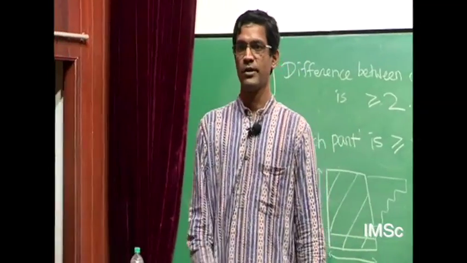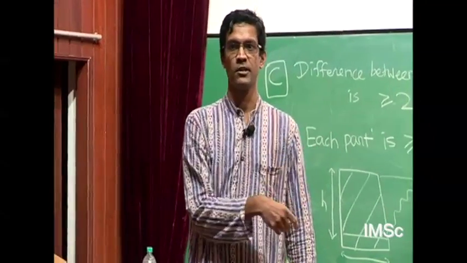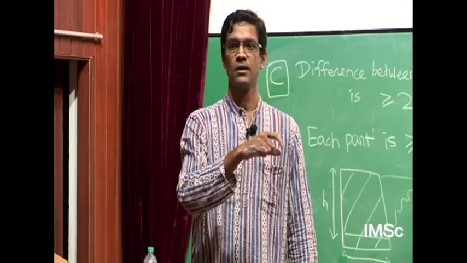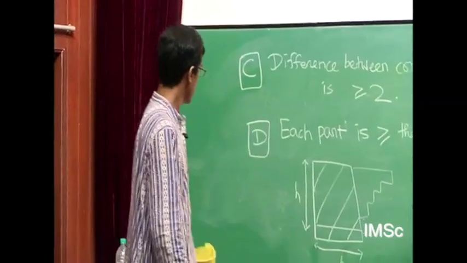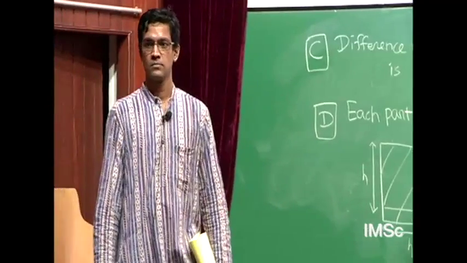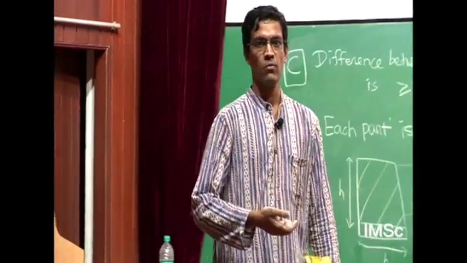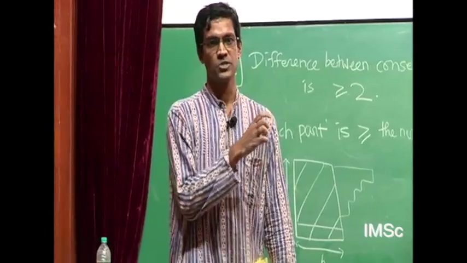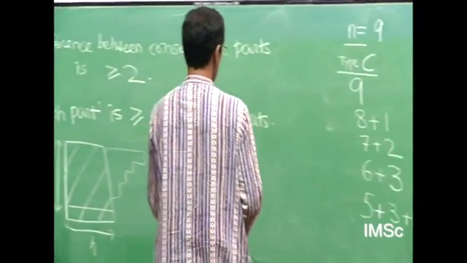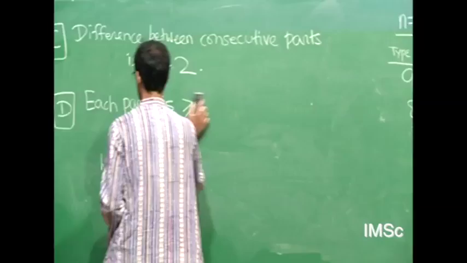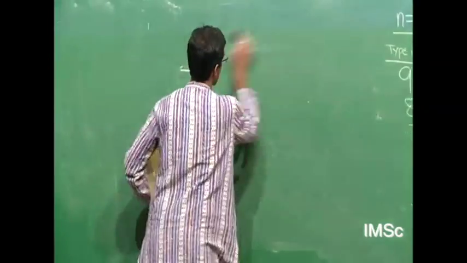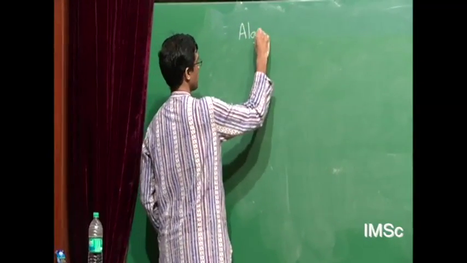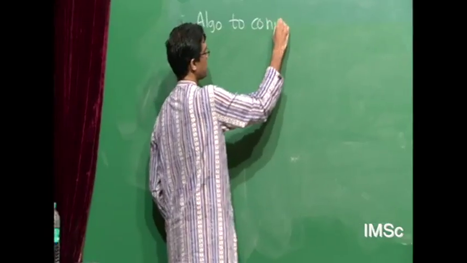Absolutely. So here is an algorithm. What is the observation? The zigzag piece has exactly H square boxes. H square is the number of boxes in a square of side H. So what should we do? What's the operation? You take a type C partition and you do the following. Let's write it out. Here's an algorithm to convert type C into type D.